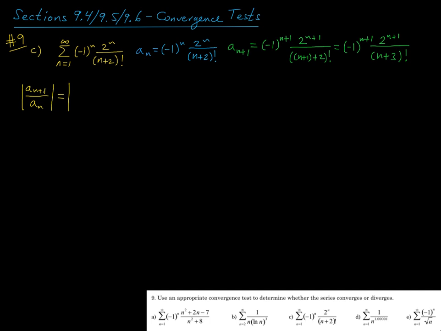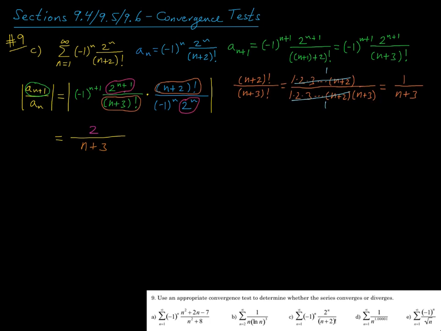Now to compute this ratio of a sub n plus 1 and a sub n in absolute value, like we've been doing, I take a sub n plus 1 in green here, and then multiply it by the reciprocal of a sub n. Now let's simplify. The 2 to the n plus 1 over 2 to the n is just a 2. The n plus 2 factorial over n plus 3 factorial, I simplified over here. For the numerator, that's just the product from 1 up to n plus 2. For the denominator, we get that same product up to n plus 2, but then one additional factor of n plus 3. So dividing out, this all simplifies to 1 over n plus 3.